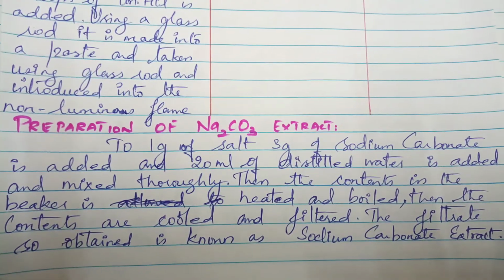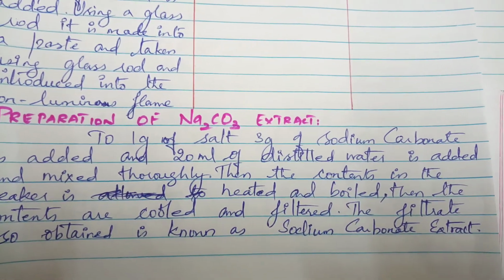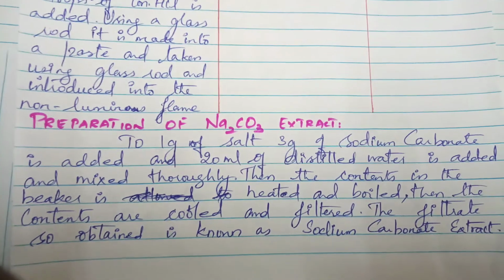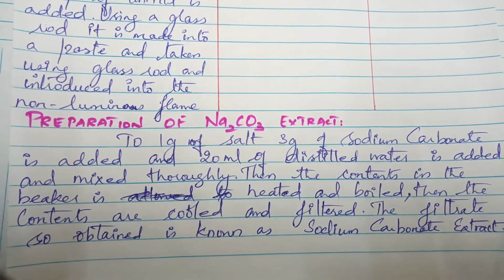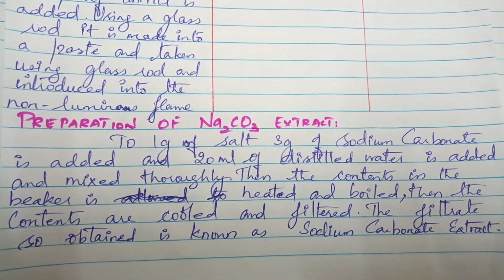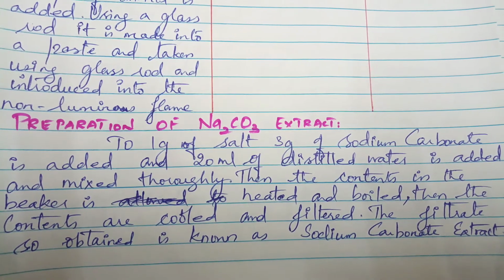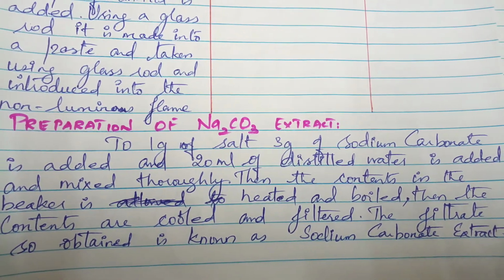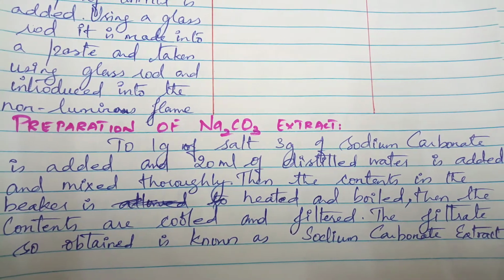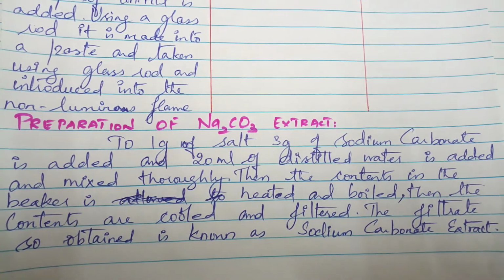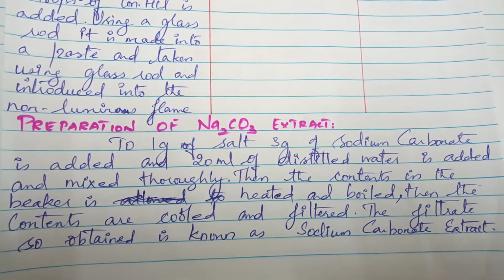So you all know well, to 1 gram of your salt, 3 gram of sodium carbonate is added, and 20 ml of water, depending upon the amount of salt solution you require. Therefore, to 1 gram of salt, 3 gram of sodium carbonate is added, and 20 ml of distilled water is added and mixed thoroughly.